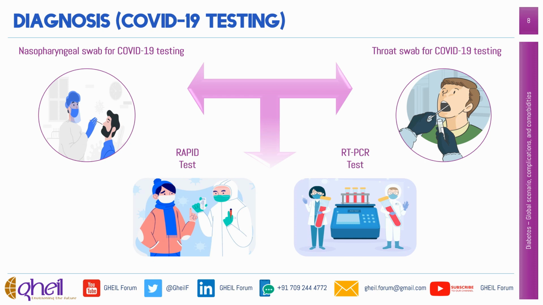Diagnosis: COVID-19 testing. COVID-19 can provisionally be diagnosed on the basis of symptoms and confirmed using reverse transcription polymerase chain reaction, that is RT-PCR, or other nucleic acid testing of infected secretions. Along with laboratory testing, chest CT scans may be helpful to diagnose COVID-19 in individuals with a high clinical suspicion of infection.